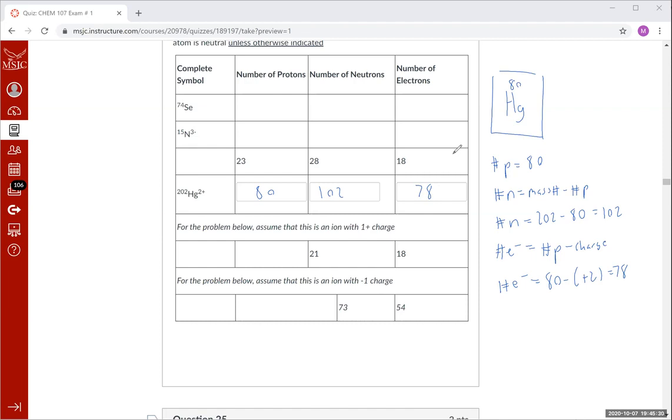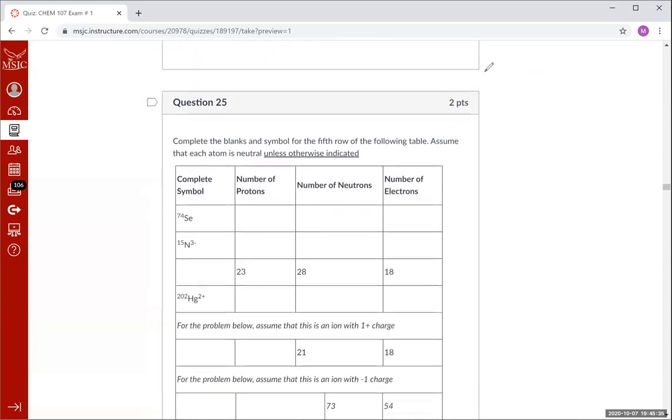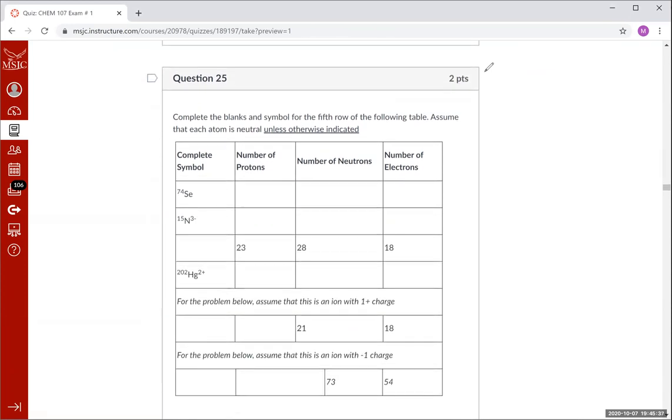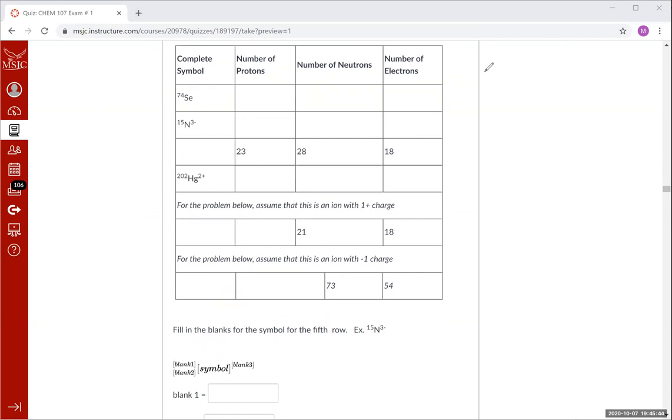Okay, so let's keep going then. If you have any questions at all, don't be shy to ask. This review is really to help everyone be comfortable with the content and to get any questions that you have addressed. So in the next case, we're asked to assume that we have an ion with a +1 charge. Now that the charge is provided, we know that our number of neutrons is equal to 21, and our number of electrons is equal to 18.